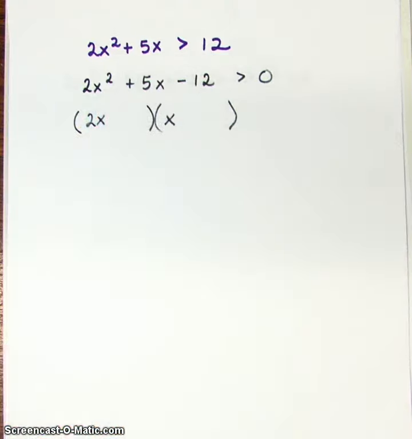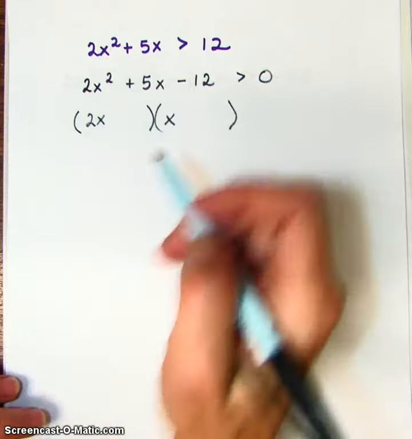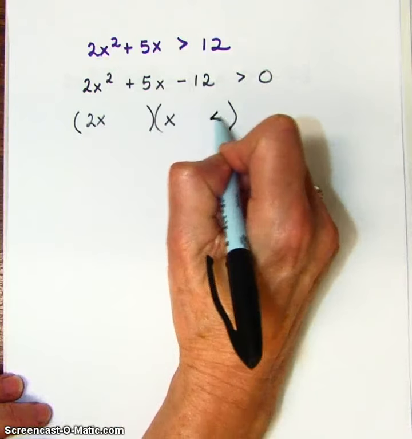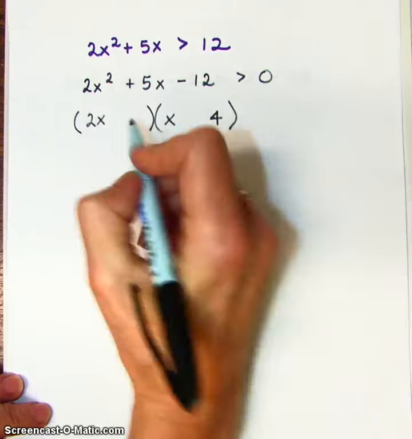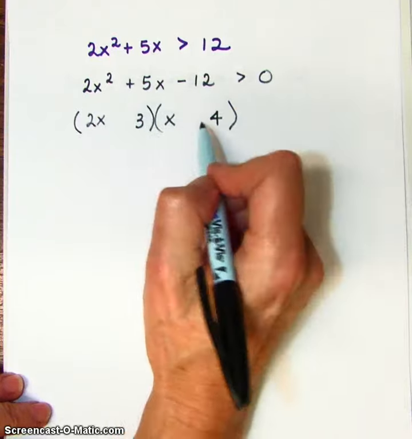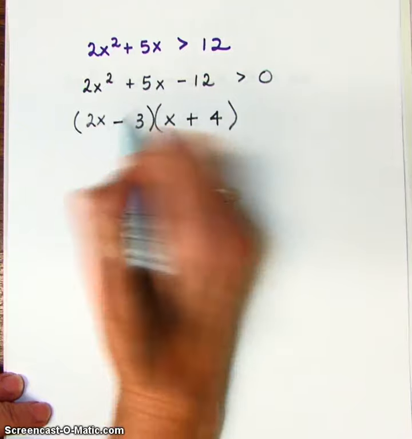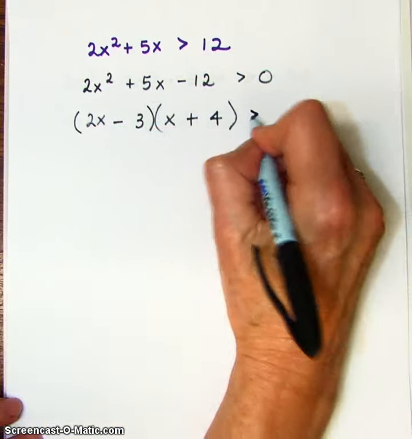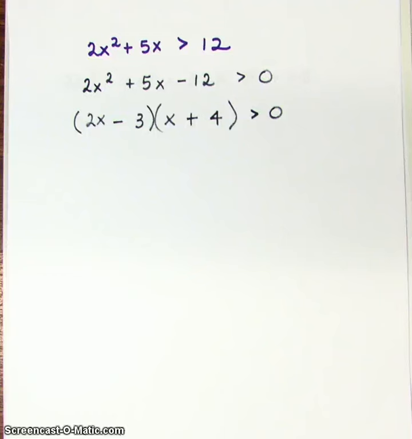2x and x will work. I need the factors of 12 that will produce a 5, and I think about 4 and 3. I'm going to stick the 4 right here, which will give me 8, and I'm going to put the 3 right here, which will give me 3. And 8 and 3 will give me 5 if I make the 8 positive and the 3 negative. And all of this is greater than 0. So all that's good.